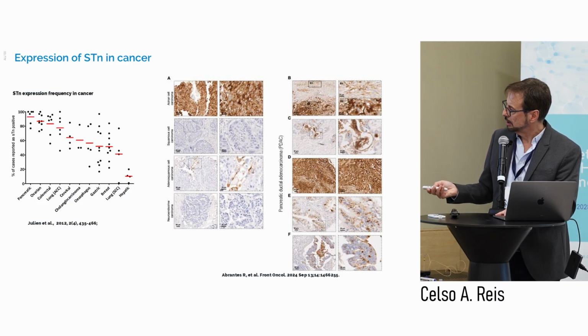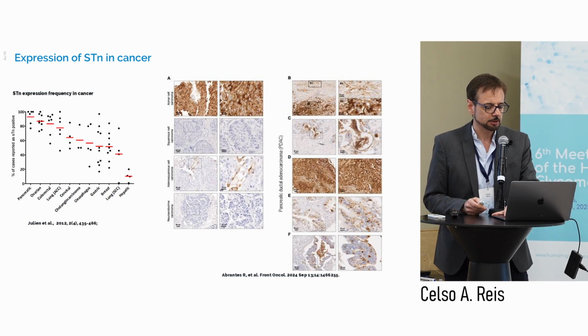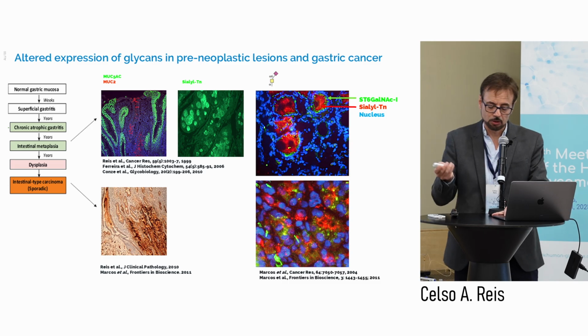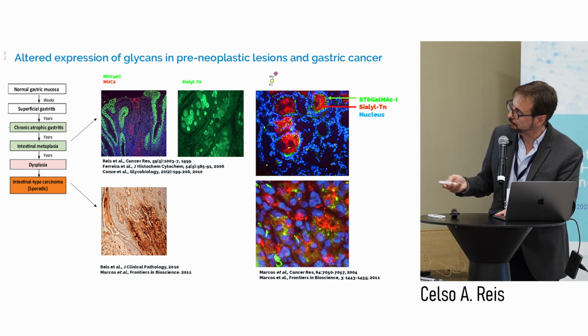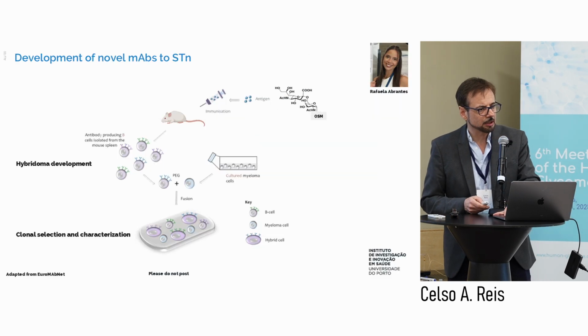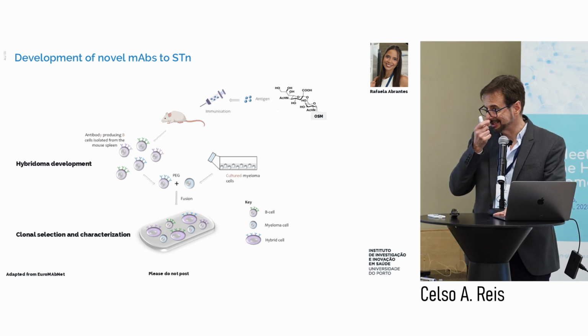More recently, Rafaela Abrantes, also in my group, showed that in pancreatic cancer it's also very much expressed, particularly in the most common, pancreatic ductal adenocarcinoma. So it is highly expressed in pancreatic cancer. But it's not only pancreatic, as I mentioned, and others have shown. In gastric cancer it's also highly expressed, as we observe here. So Rafaela decided to develop a new monoclonal antibody to this target.